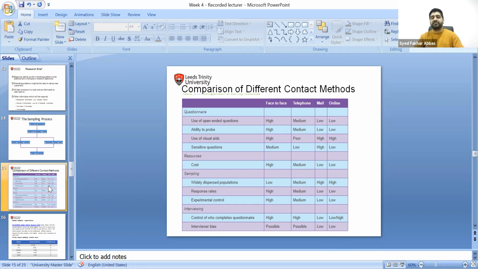So different companies basically use different market research methods, and based on those researches they make decisions.